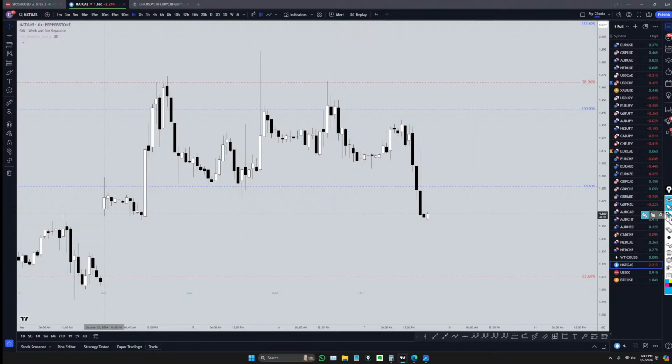We just broke structure, so hopefully it will make a little bit of a pullback. And natural gas does like to make nice three-wave corrections, so hopefully it gives us a nice three-wave correction to go short for the continuation of this downtrend.